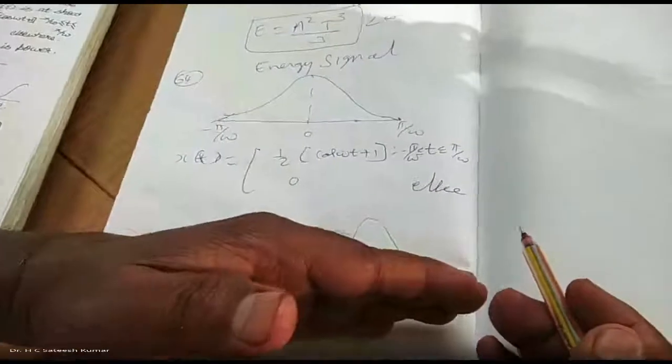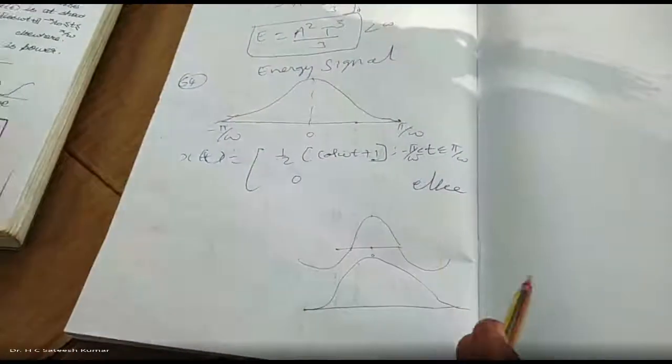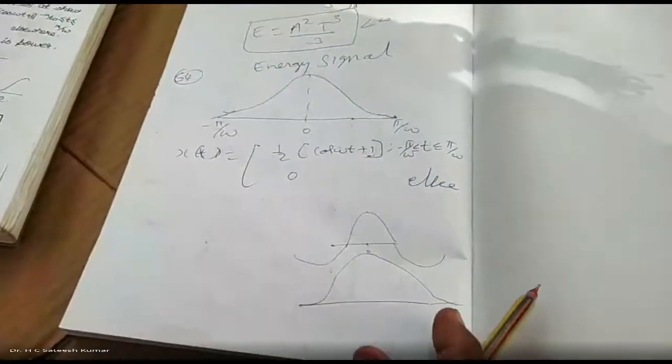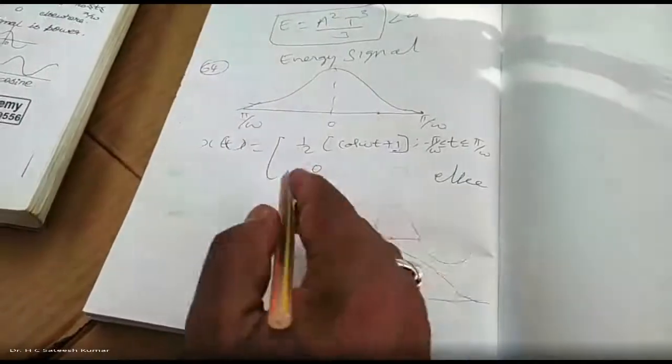The pulse is raised by adding a DC. This one is there now, and this one is a DC we are adding. By adding DC, we are raising it. That's why we call it raised cosine pulse. Okay, right? So therefore, we are going to get this one.